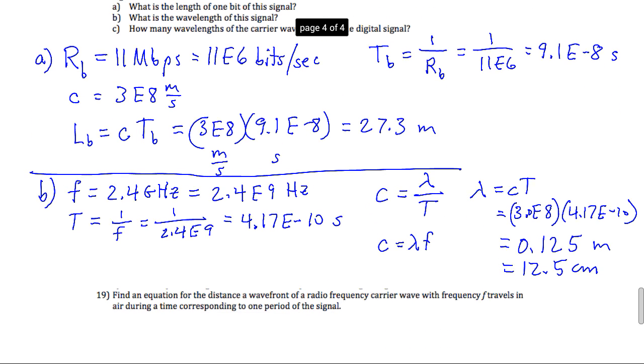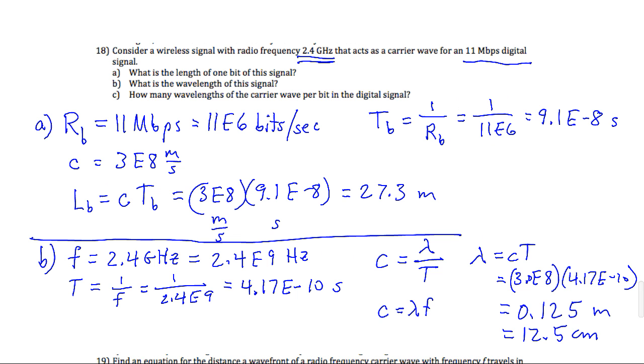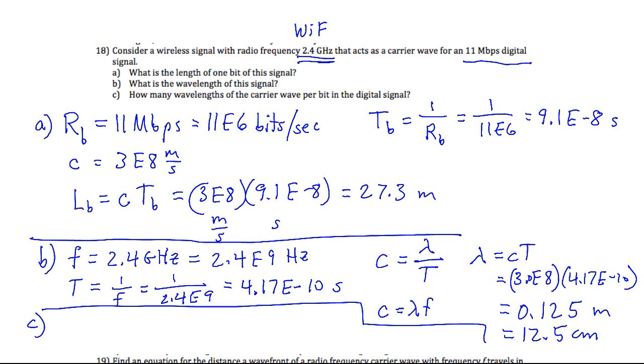Finally, it asks us to calculate how many wavelengths of the carrier wave per bit of the digital signal. Now this problem actually is a bit tricky because it's combining a Wi-Fi sine wave with a digital signal that's imposed upon that sine wave. We haven't studied that yet this semester, but we're going to see how we get our digital signal onto that Wi-Fi sine wave. But for now, we can calculate how many wavelengths are on a bit of the digital signal.